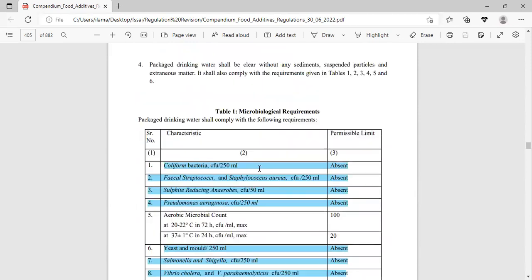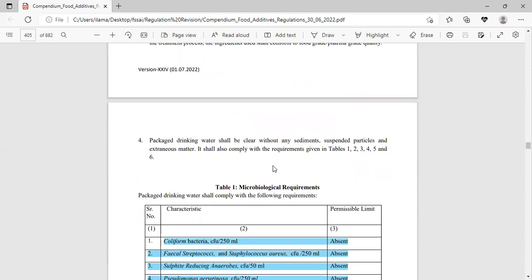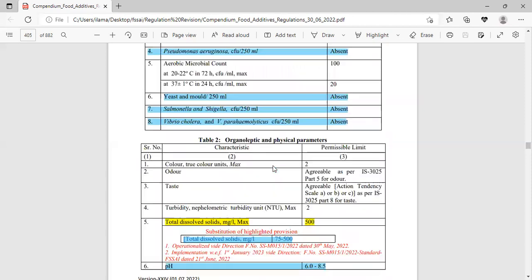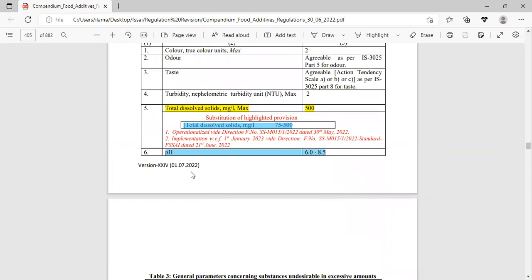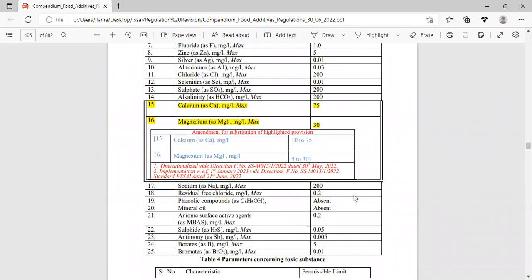And just go through the parameters for packaged drinking water. Here in packaged drinking water, the TDS value has to be 75 to 500 mg per liter. The pH value of this packaged drinking water has to be in the range of 6 to 8.5.